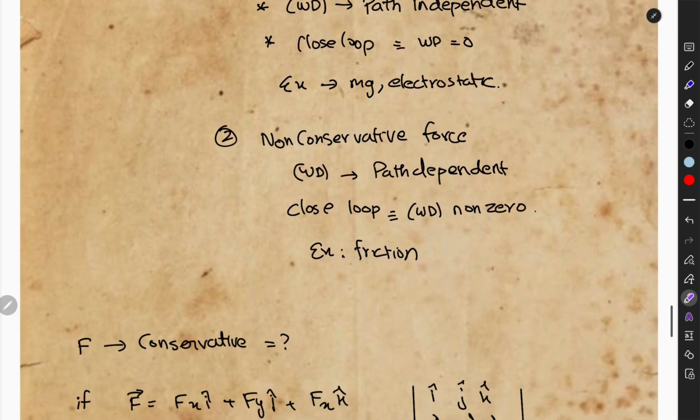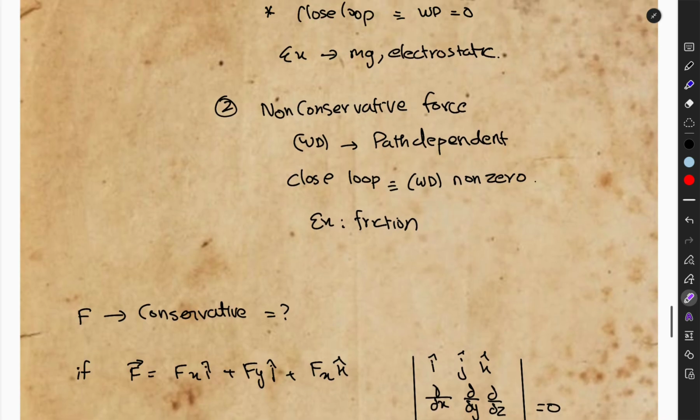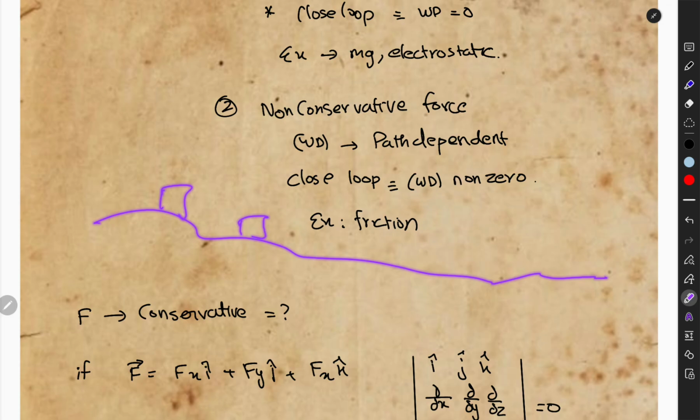So non-conservative is the complete opposite of that, where work done is path dependent, and in a closed loop, work done will be non-zero. Example: friction. Friction is a great example for this, because the more the path, the more the work done by friction will get. That's basically path dependent, right?